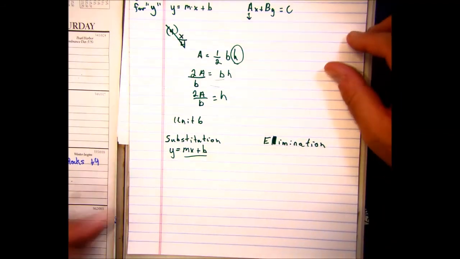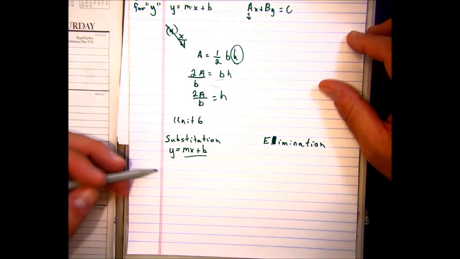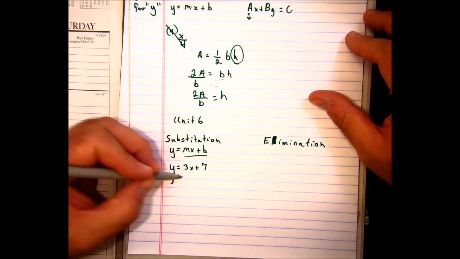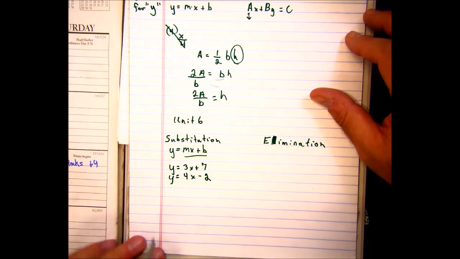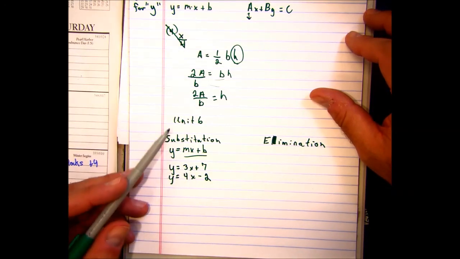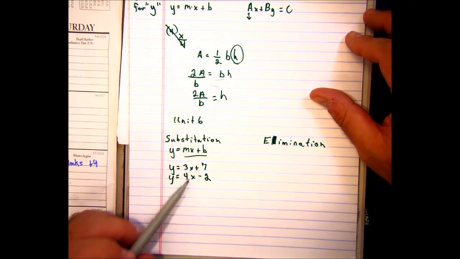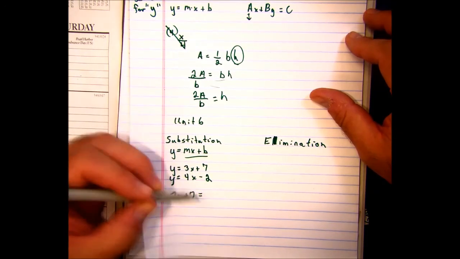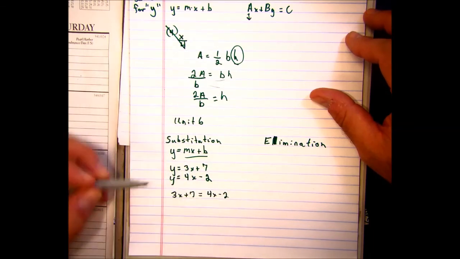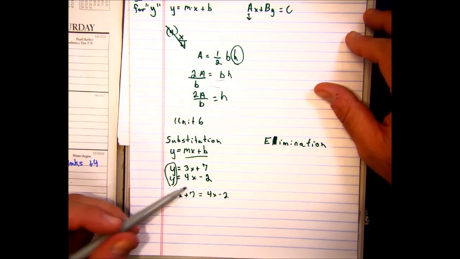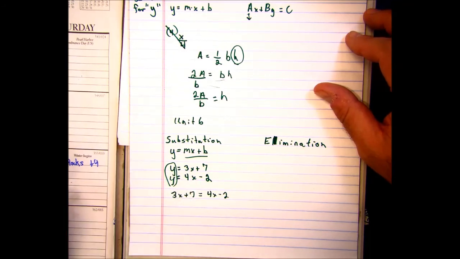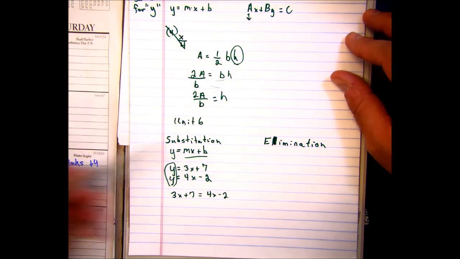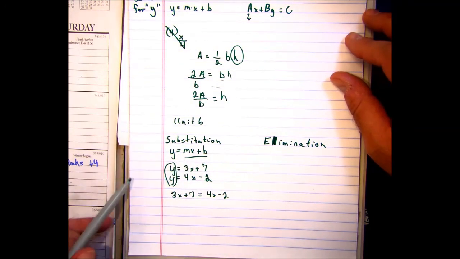So substitution, we dealt with getting two equations that look like this. y equals 3x plus 7, y equals 4x minus 2. In this case, because they're both in y equals mx plus b form, the quickest way to solve this is to put 3x plus 7 equal to 4x minus 2. Why? Because they're both equal to y. So now I can put them equal to each other. This is quicker. Can you use elimination if you want? Yeah, you can. But you'd have to get the y and the x on the same side first.